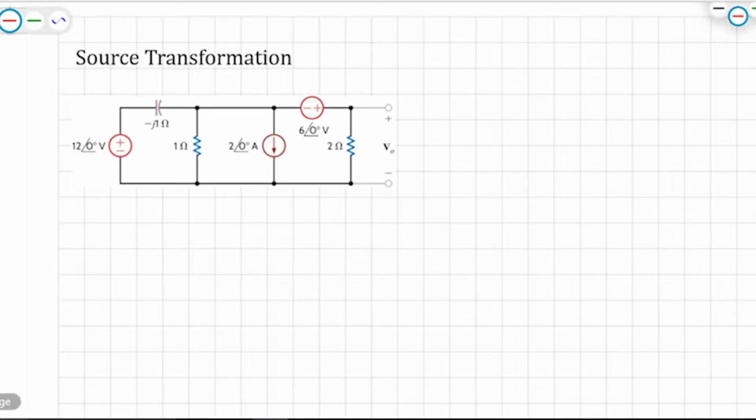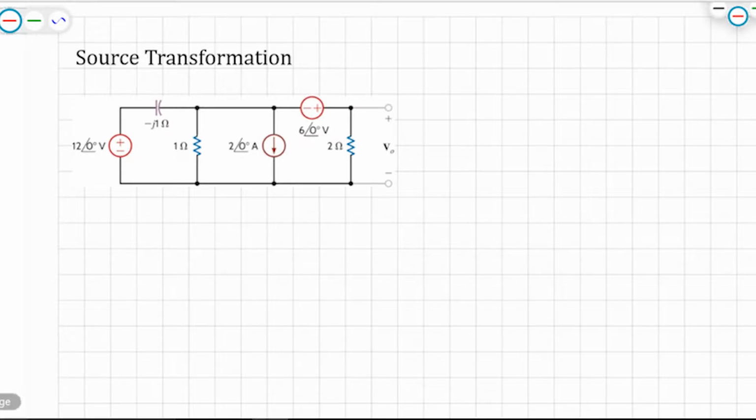So there are a couple of things that we haven't done, and source transformation that we also wanted to look at and see if this is the same thing as we do for the resistive circuits. So for the source transformation, let's look at the example here.